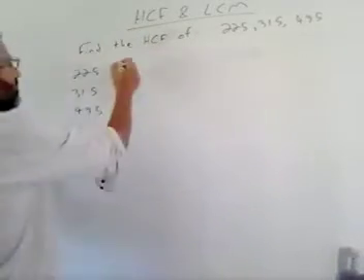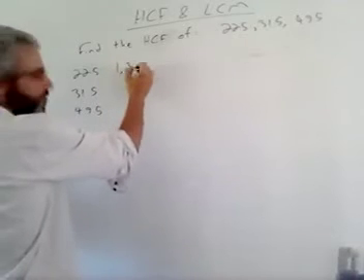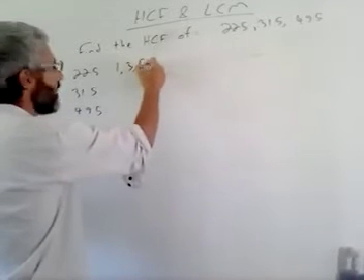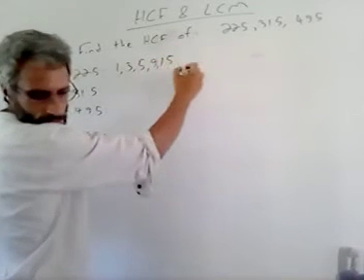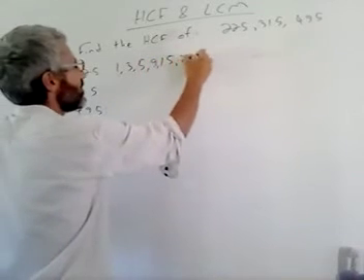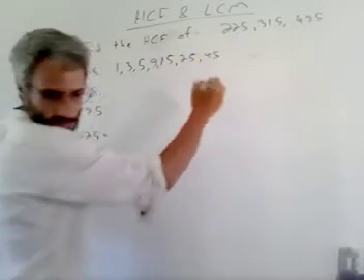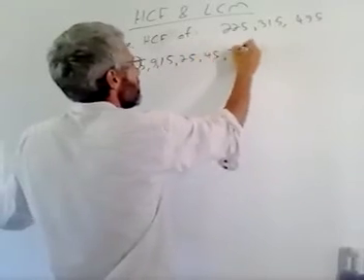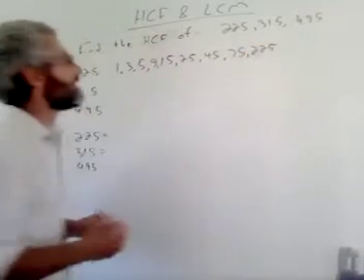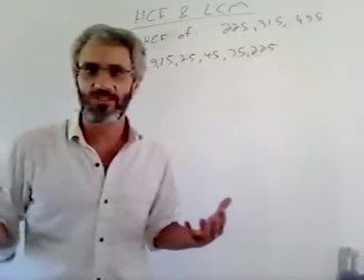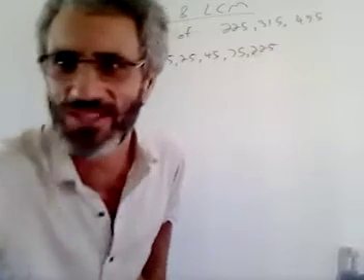225 can be divided by 1, by 3, by 5, 9, 15, 25, 45, 75, 225. Okay, I can't divide by anything else. I can divide by other things, but it's not going to be an integer. Okay, I'll pause here for a second.